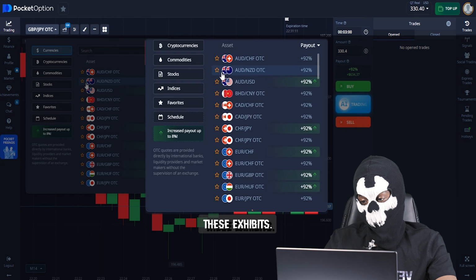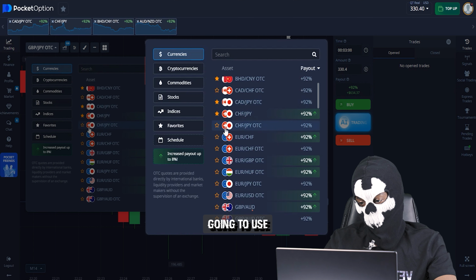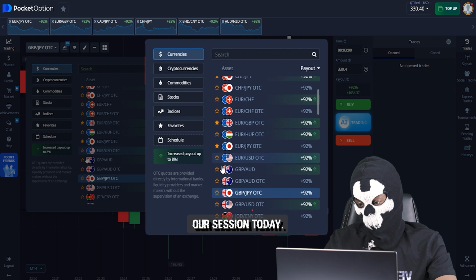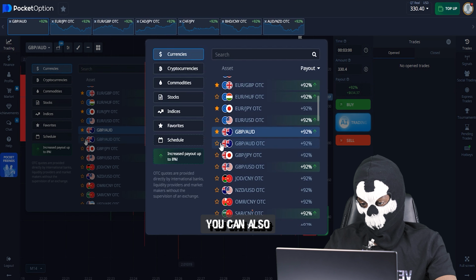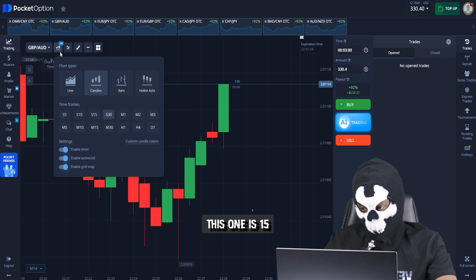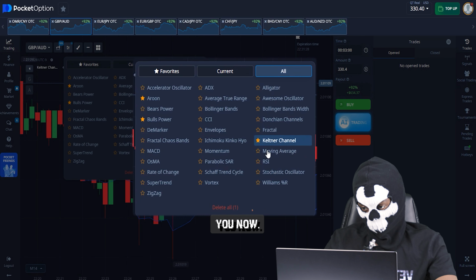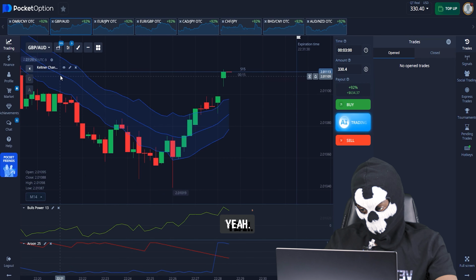We're going to choose these currency pairs, as you can see. These are the ones I'm going to use for our session today. Also, they are 92%. As you can see, for candles we're going to use S15. For indicators, we're going to use Kyoto, Boost Power, and Aroon.